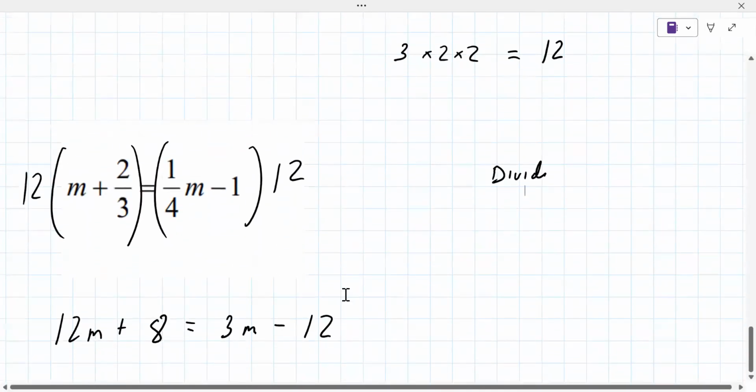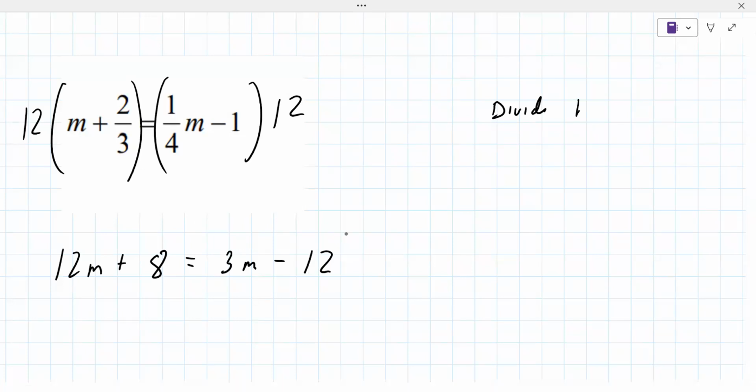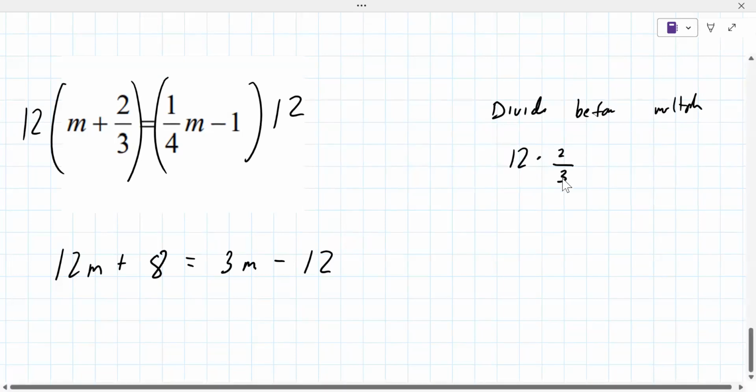Okay, so multiplying everything by 12. m times 12 is 12m. 12 times 2/3 is 8. 12 times 1/4 is 3m. 12 times -1 is -12. And what I'm trying to get at here is you divide before you multiply. So for example, 12 times 2/3, it's better to take 12 and divide it by 3, which is 4, and then multiply that by 2, which ends up being 8, rather than 12 times 2, which is 24, divided by 3, which is still 8.